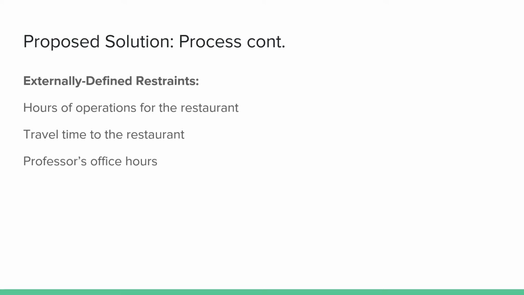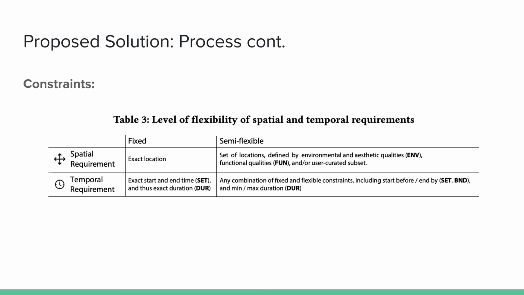Some externally defined restraints or restrictions could be hours of operations for the restaurant, travel time to and from the restaurant, and my professor's office hours. In our example, my class has fully fixed spatial and temporal requirements, where my commute there only has fixed spatial requirements and requires me to be a little flexible in my temporal reasoning. Getting lunch requires me to be flexible in my spatial reasoning because there are several places I could meet up with my friend during my allotted time. My professor's office hours are also fully fixed in spatial and temporal requirements.